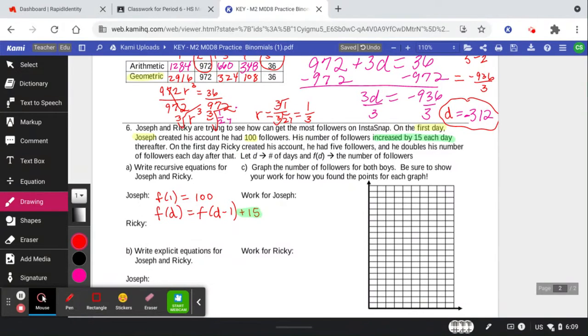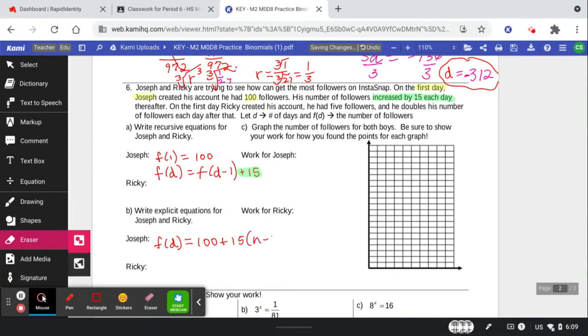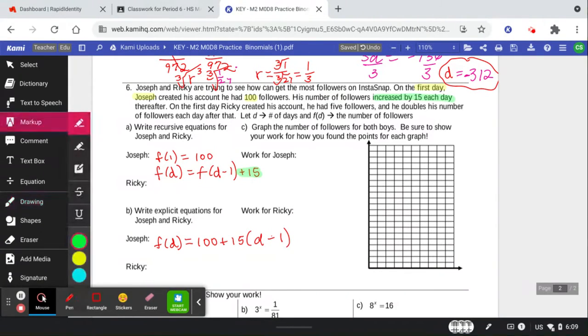Next, for the explicit for Joseph, we say f of d equals began with 100 followers, increasing by 15 every day after day 1. So d minus 1 from time 1. So this right here, the 1 comes from this, day 1. The 15, just like before, comes from right here. The 100 comes from right there. There's my explicit. How'd you do?